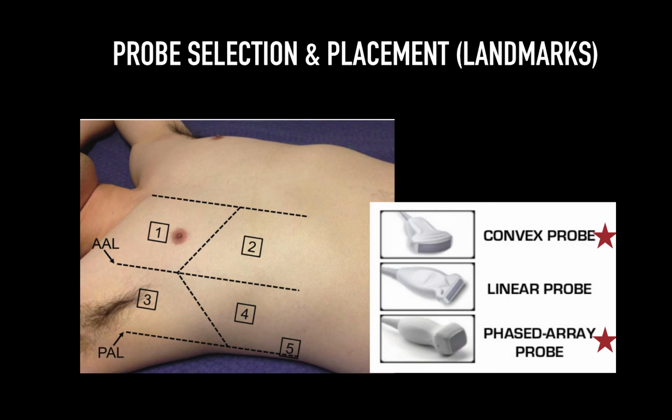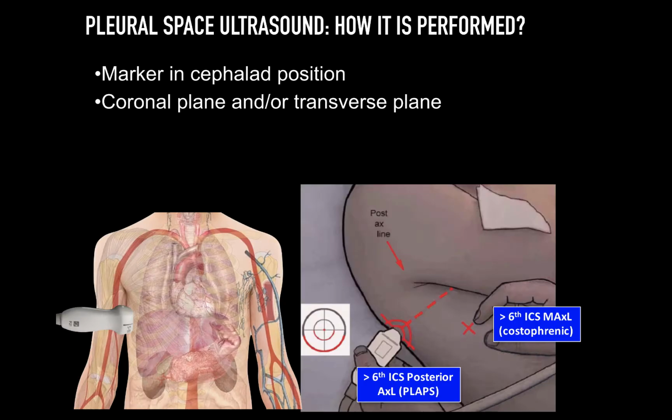In this case, in standard orientation, the probe marker is directed cephalad or towards the head. A big advantage of the phased array probe in the chest is that its footprint is quite small and can be lodged in between two ribs. The convex probe or curvilinear probe has the advantage of covering more surface, but can sometimes be more difficult to lodge in between ribs. So how do we perform pleural space ultrasound?